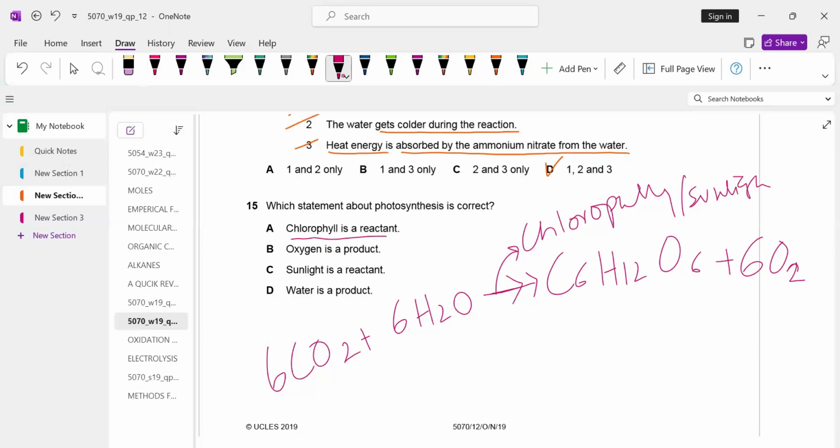Option A says chlorophyll is a reactant. No. Oxygen is a product. Yes. Sunlight is a reactant. No. Water is a product. No. Water is a reactant. You can see here. So option B is correct for question number 15.